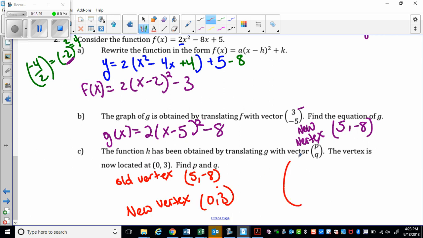What did we do to the x values? What do we do to the y values? Okay, I want you to tell me the new vertex, or the vertex of translation. Okay, this is going to be p and this one's q.